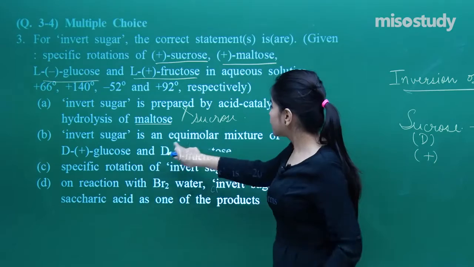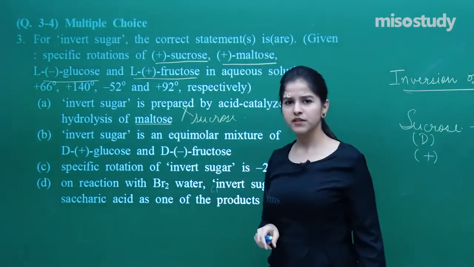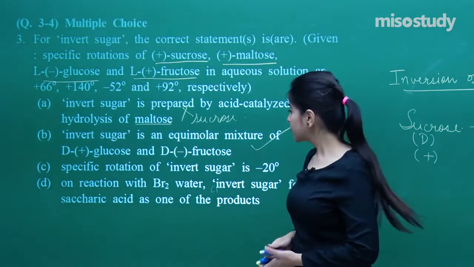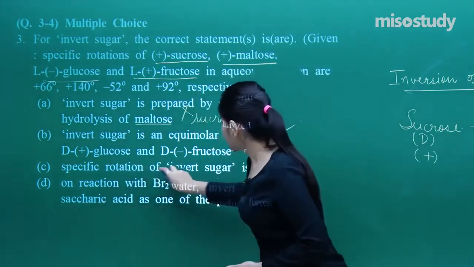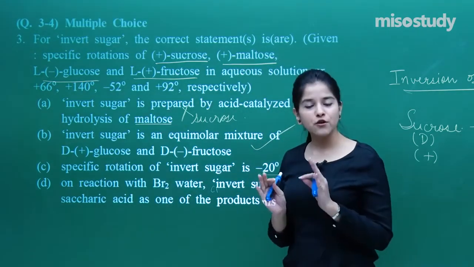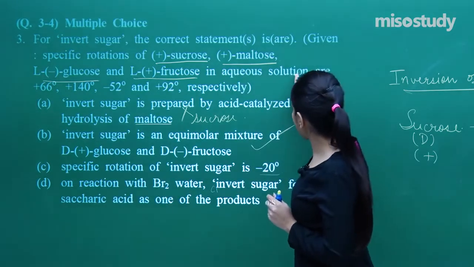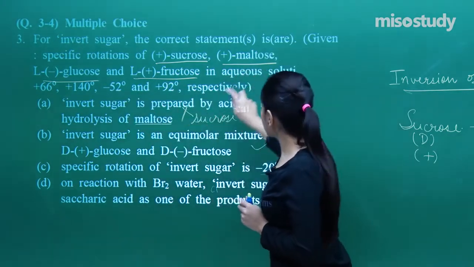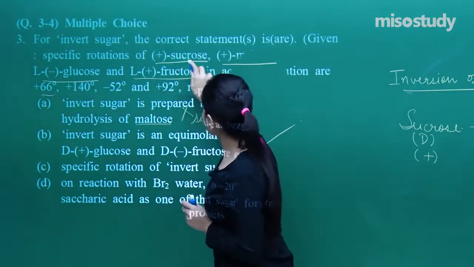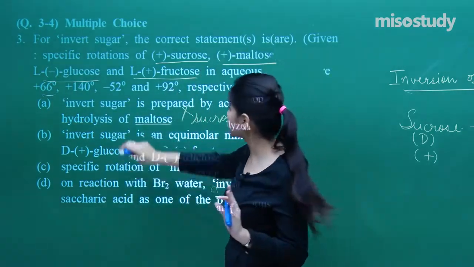Now, invert sugar is an equimolar mixture of D plus glucose and D minus fructose. That is very true. Now, specific rotation of invert sugar is minus 20. So I need to find out the specific rotation for this particular question, and we have been given the values. What are the values? Earlier it was minus 66 and now what we have got? For L minus, so just be very careful while reading out the question.